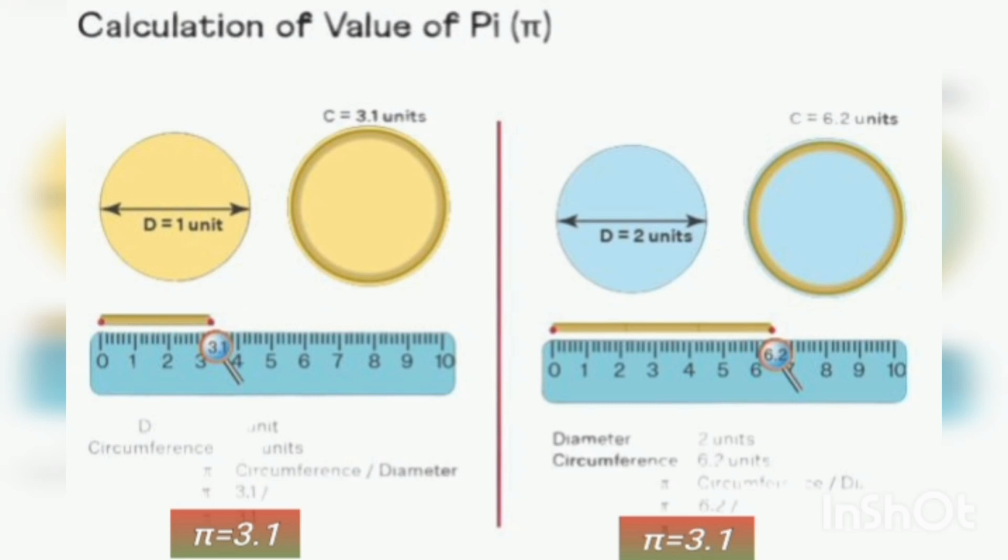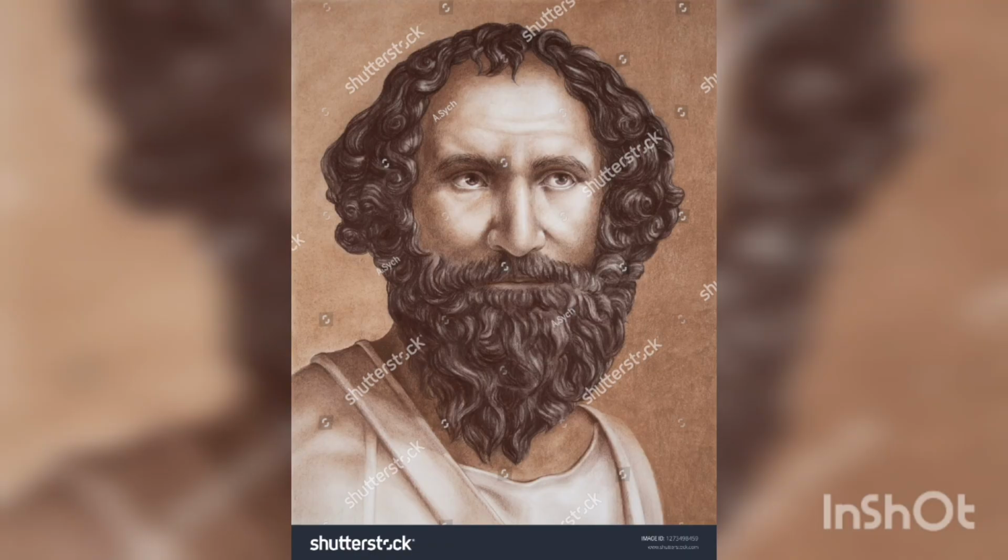Pi is a mathematical concept that has been known and used for thousands of years, so it is not attributed to a single discoverer. However, the ancient Greek mathematician Archimedes is often credited with calculating an approximate value of pi using inscribed and circumscribed polygons around a circle in the 3rd century BC.